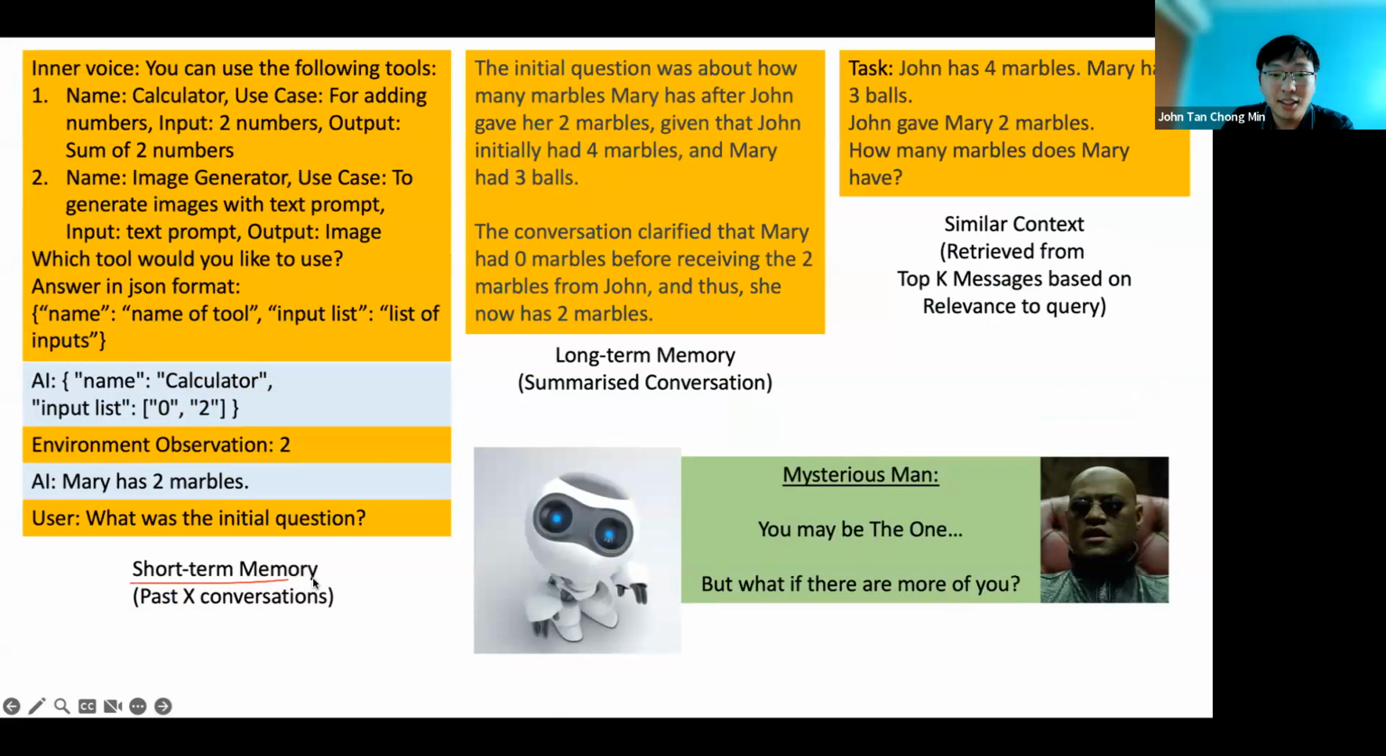Okay, it's not exactly the neuroscience thing, but the idea of short-term and long-term memory that people have come up with for LLMs is that for short-term, you just take maybe the past 4 or 5 conversations. Over here it's the past 4 conversations. You take that and you put that as context.